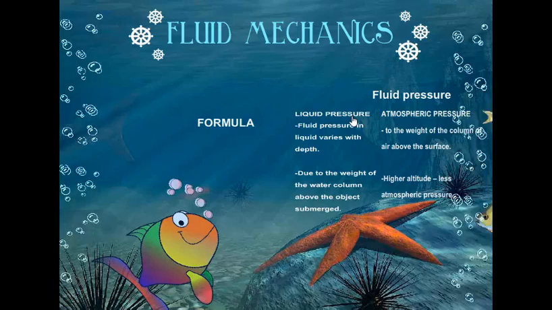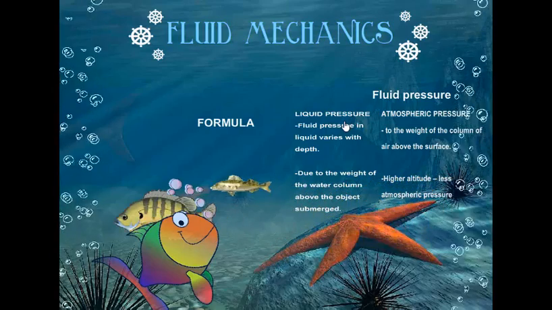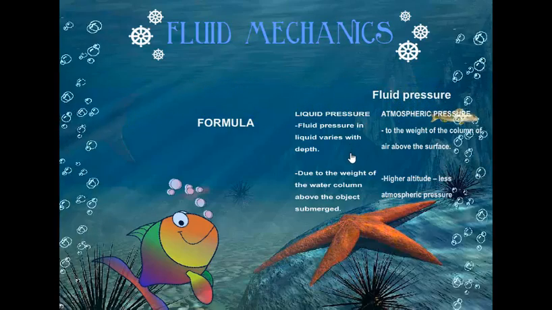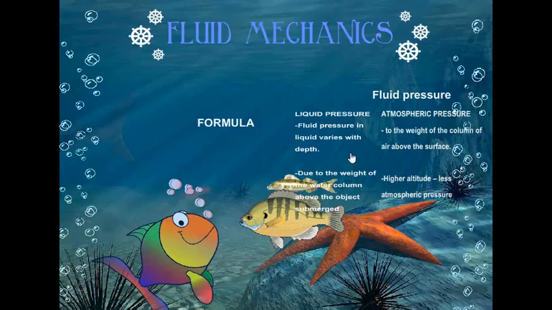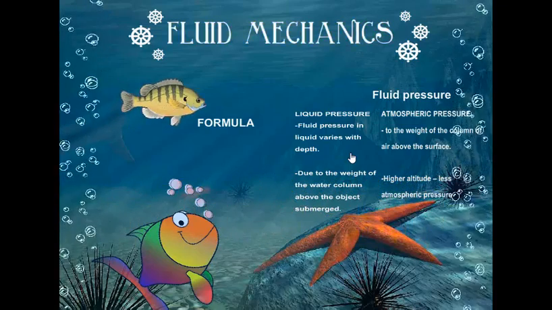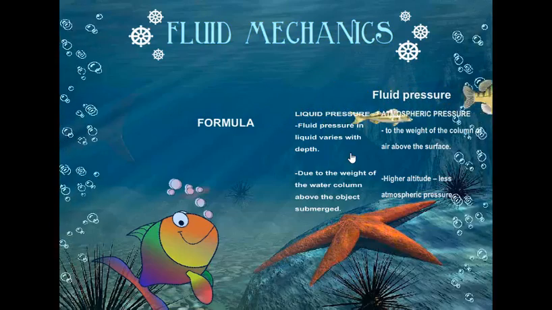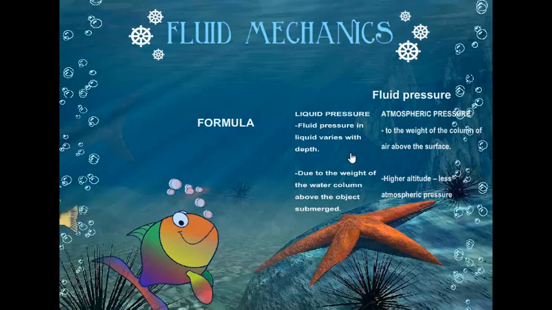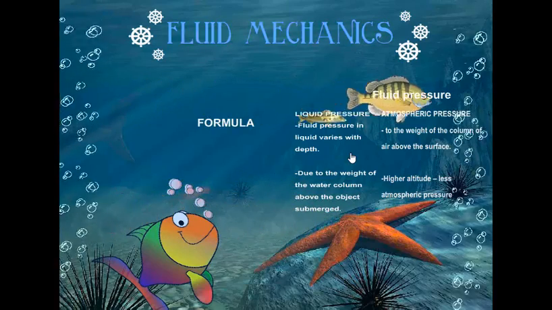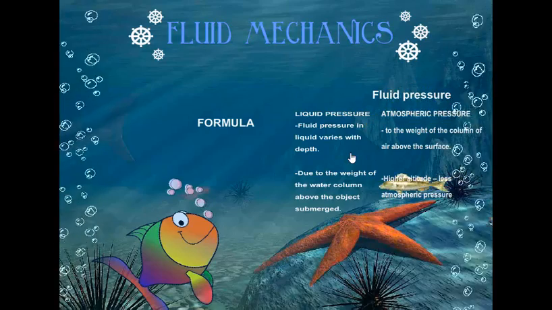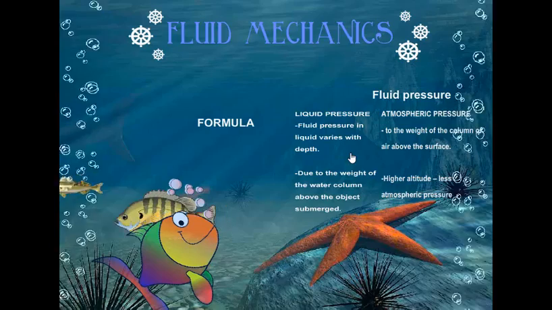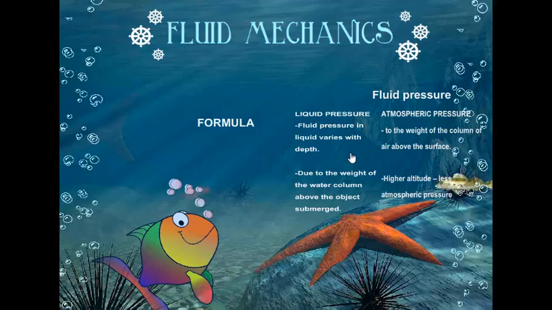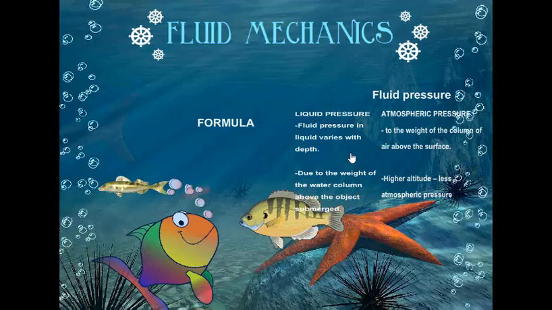Now let's also define liquid pressure compared to atmospheric pressure. Okay, liquid pressure is fluid pressure in a liquid which varies with depth due to the weight of the water column above the submerged object. So that is responsible for the liquid pressure. Atmospheric pressure is the weight of the column of air above the surface. But this time, the higher the altitude, the less the atmospheric pressure. So again, the deeper it is, the greater the liquid pressure.